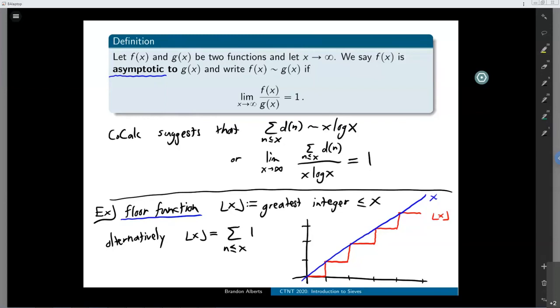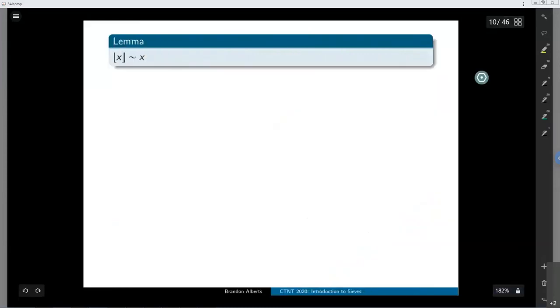So what we're going to do on the next slide is prove that these two functions are close together in the sense that we define on this slide, that they're asymptotic to each other. So that's what we've got here, that the floor function is asymptotic to x itself. And so the proof is going to be an application of the squeeze theorem or the sandwich theorem, depending on which terminology you learned in calculus or analysis.